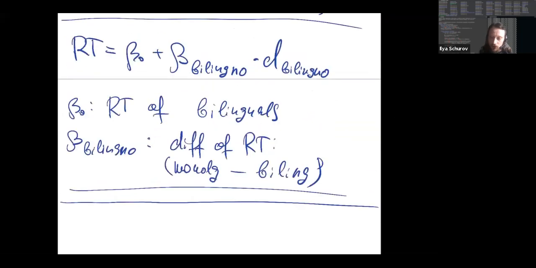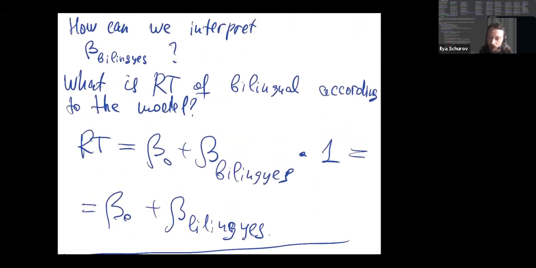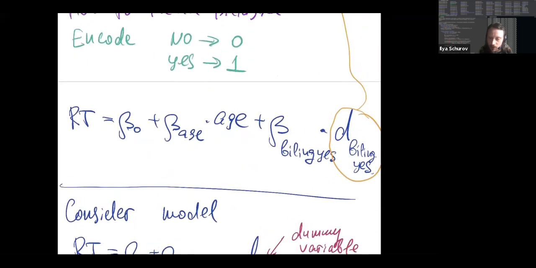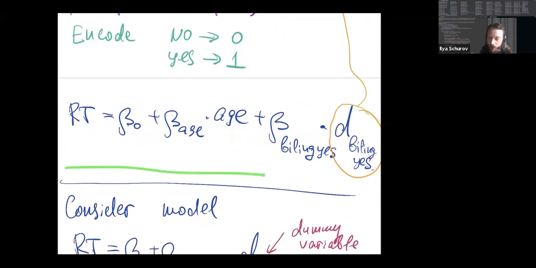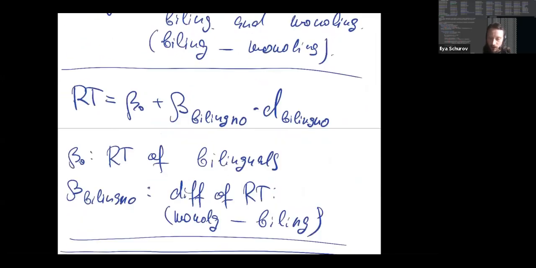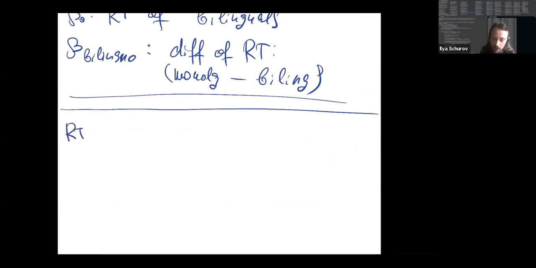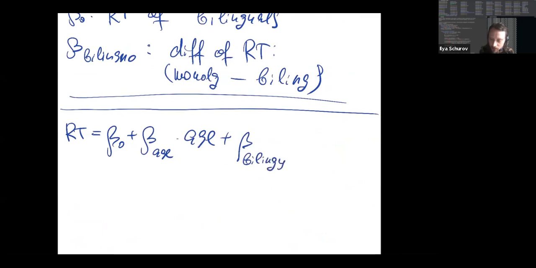Now we can return to the case when we have two variables like this, for example age and bilinguality, and let us look at this equation and construct the corresponding graph. So let me rewrite it once again. RT equals beta naught plus beta h times h plus beta billing yes times the dummy variable that corresponds to billing yes.